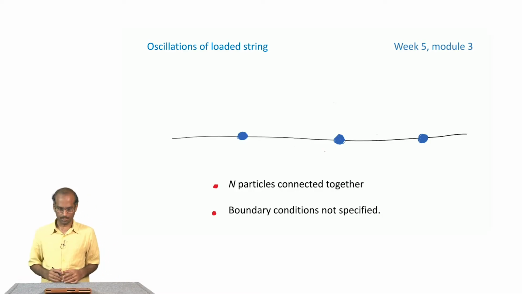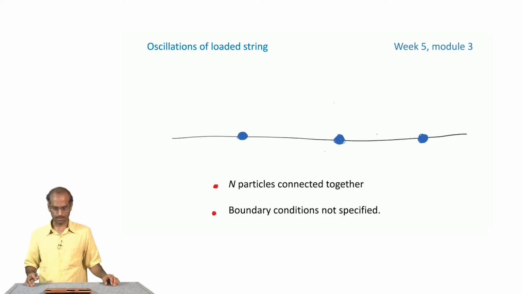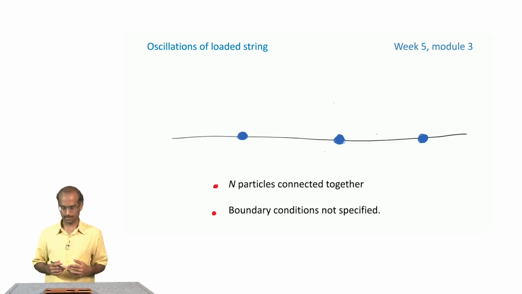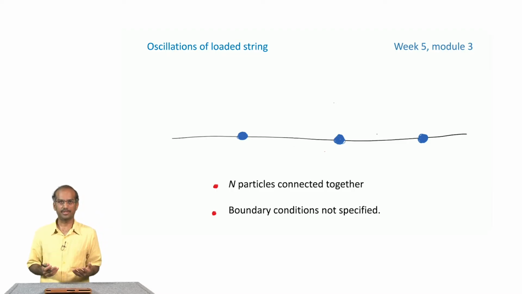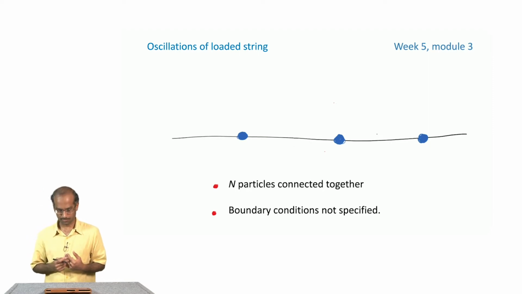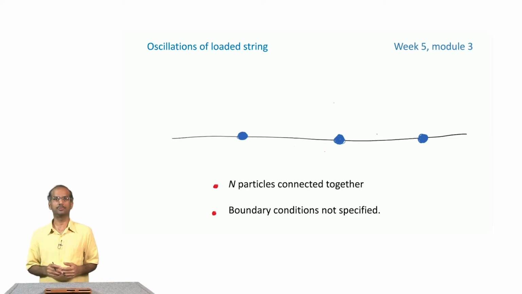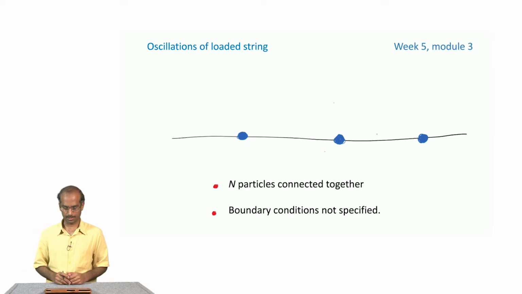Welcome to the third module. We will continue our explorations with the oscillations of the loaded string, a system of connected particles. And we also saw that we do not have to be specifically worried about boundary conditions until we get the equations of motion. But when we want to solve it for a specific case, we need to put in some boundary condition to be able to get some suitable results.